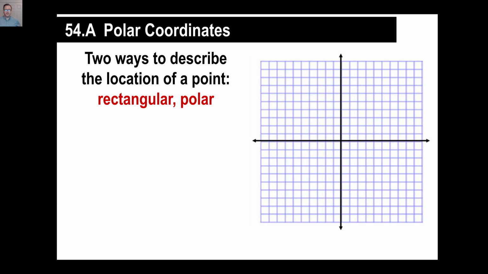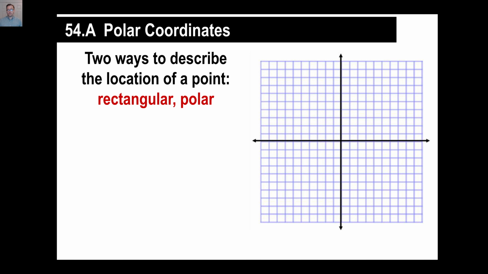Hey guys, let's look at 54. This is something that can be a little bit confusing, but it makes sense once you know your cosine, sine, and tangent. And well, we'll just take a look at it. We're used to doing, first off, well, they're called polar coordinates. So in other words, we've already messed around with one way of describing where a point is.